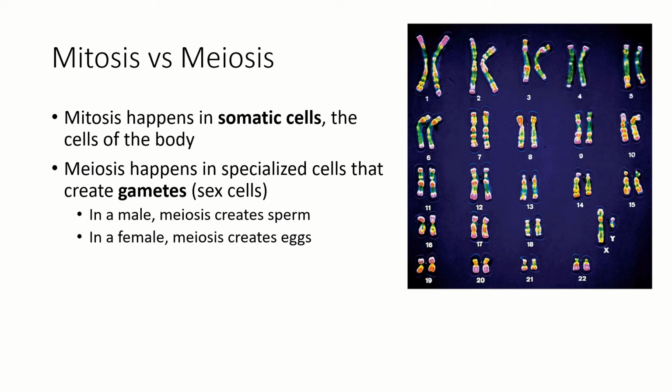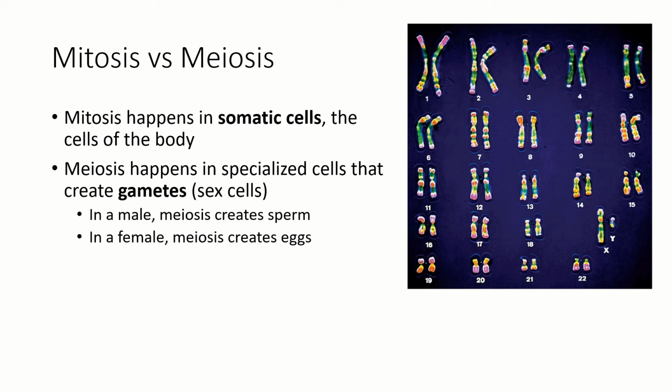Meiosis only happens in very specialized cells, and those are the cells in the ovaries and the testes that create gametes. Gametes is our general word for sex cells. In a male, meiosis creates sperm. That's the male gamete. In a female, meiosis creates eggs. That's the female gamete.